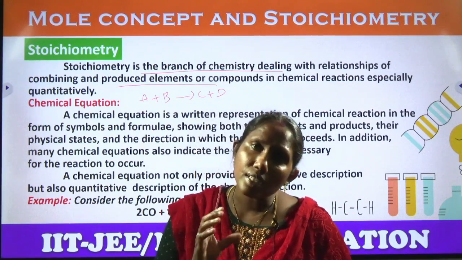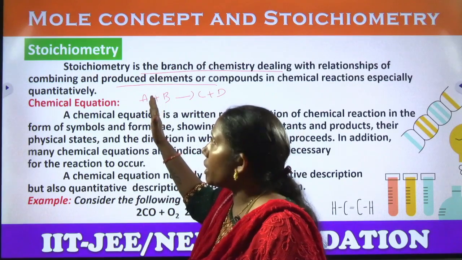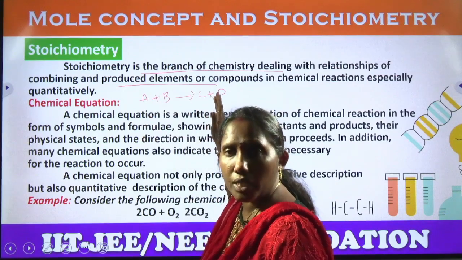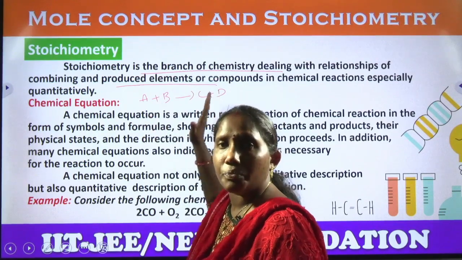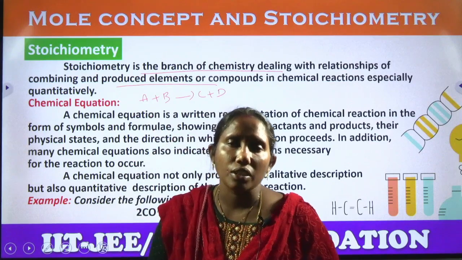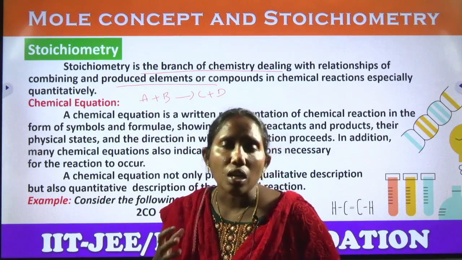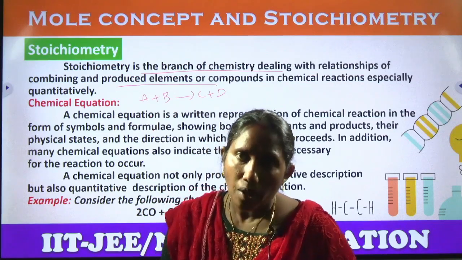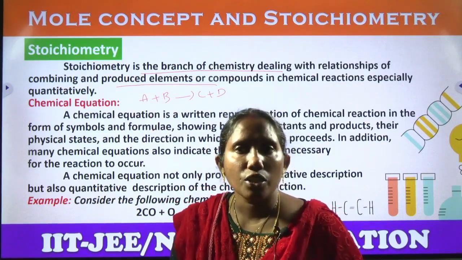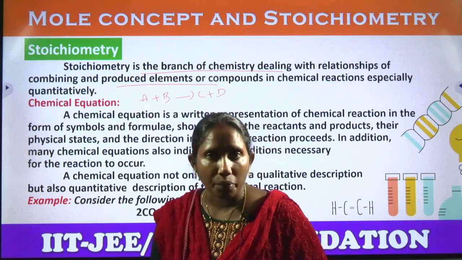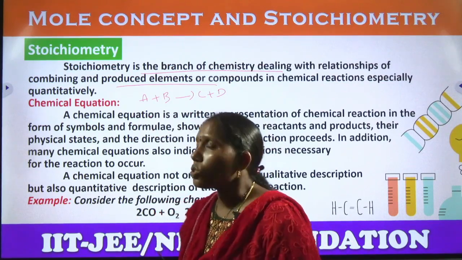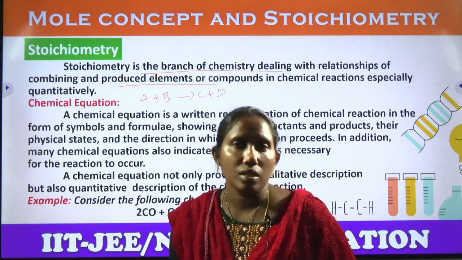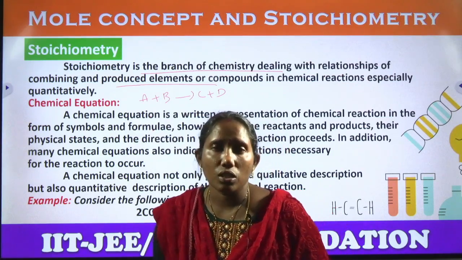What is a balanced chemical equation? The number of atoms present on the reactant side is equal to the number of atoms present on the product side, and that is called a stoichiometric equation. Whenever you are doing stoichiometric calculations, you should compulsorily take a balanced equation. If you calculate for an unbalanced equation, that is not the correct stoichiometry for the equation, right? So the qualitative and quantitative measurements are nothing but called stoichiometry.